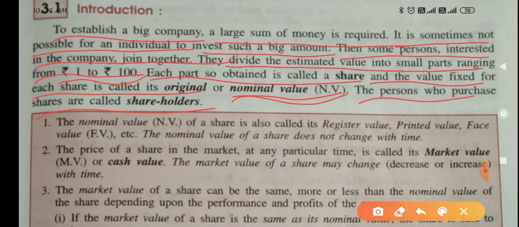So again I am telling you, suppose you want to establish a company, and you alone are unable to invest the big amount. Then you 4-5 persons join together and estimate the total value of the company. You divide that estimated value into small parts ranging from 1 to rupees 100. Each part is called a share, and the value fixed for each part is called the nominal value. And the persons who purchase the shares will be the shareholders.